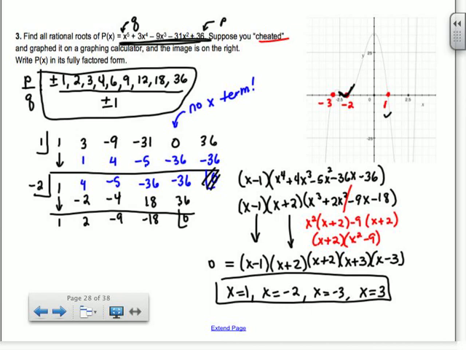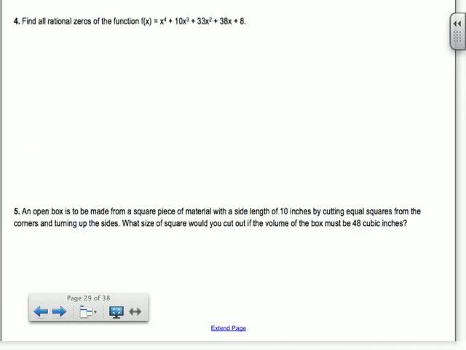Okay, next up. Find all rational zeros of the function. So we list our possibilities. So let's say we don't have our calculator on this one.